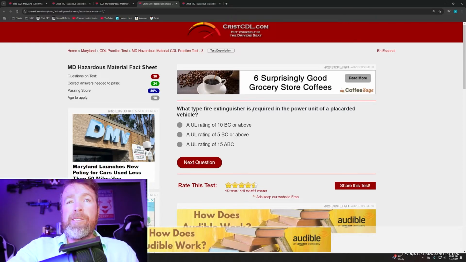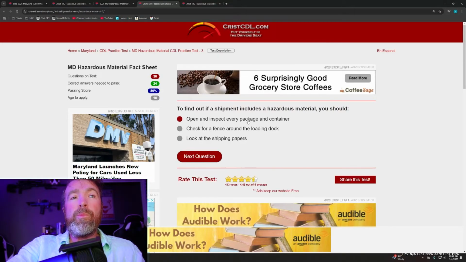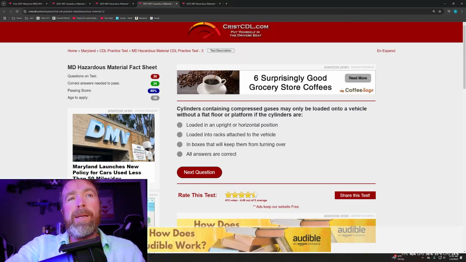What type of fire extinguisher is required in the power unit of a placarded vehicle? A UL rating of 10 BC or above. To find out if a shipment includes hazardous material, you should look at the shipping papers. Cylinders containing compressed gas may only be loaded onto a vehicle without a flat floor or platform if the cylinders are loaded upright, loaded into racks, or in boxes. All the answers are correct.